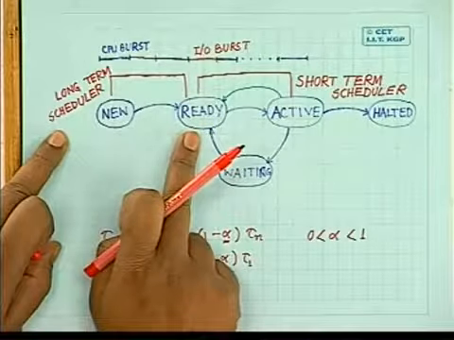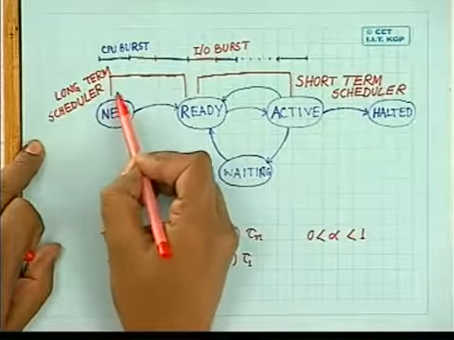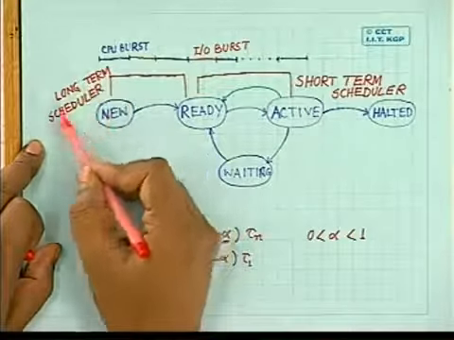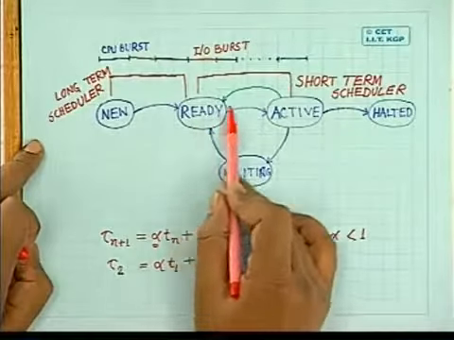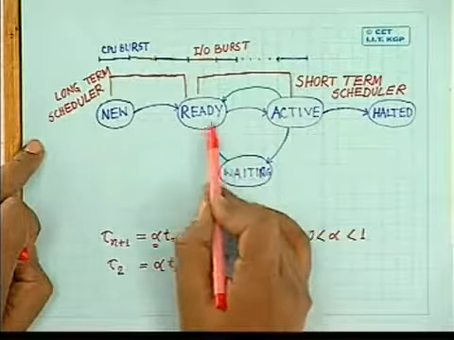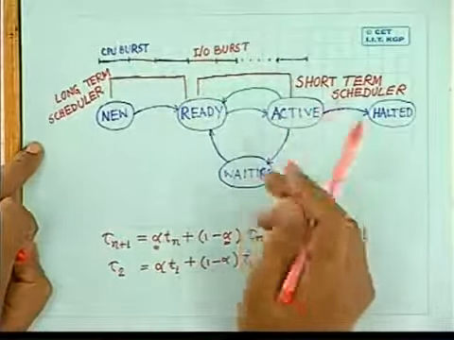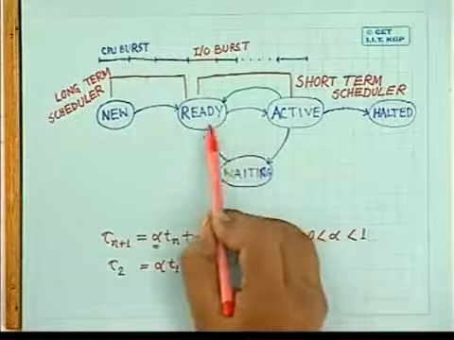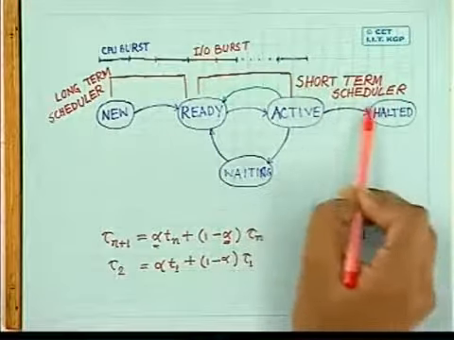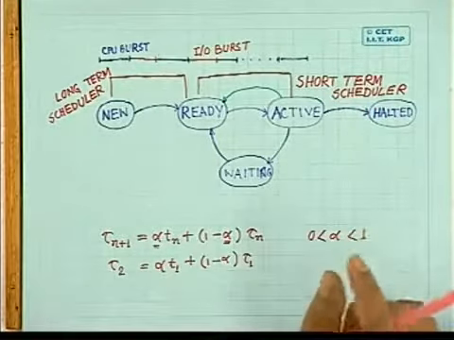And you find that the duration of this long term scheduler decision is quite long, because a job will move from ready to active to waiting to ready, or ready to active to ready. This cycle will continue for a long time, that is, the entire lifetime of the job. Whereas the scope of the short term scheduler is very short. This only remains for a particular CPU burst time.